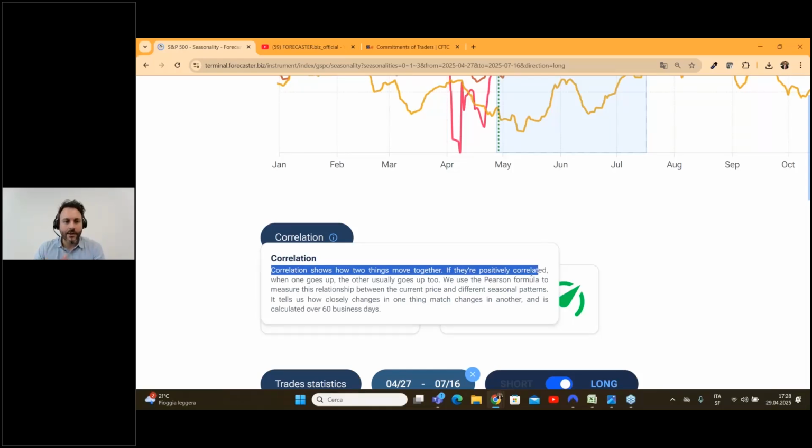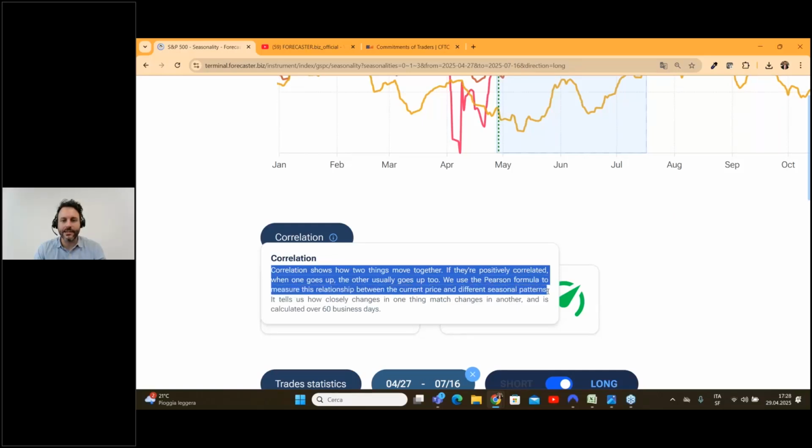If they are positively correlated, when one goes up, the other usually goes up too. Very simple. We use the Pearson formula to measure the relationship between the current price and different seasonal patterns. It tells us how closely changes in one thing match changes in another, and is calculated over 60 business days.